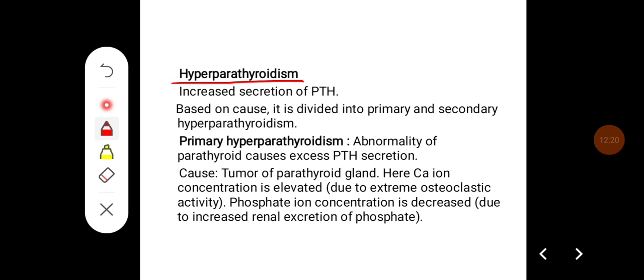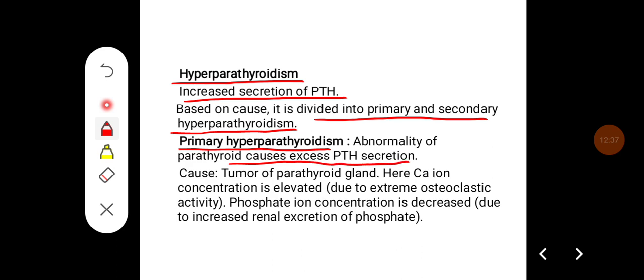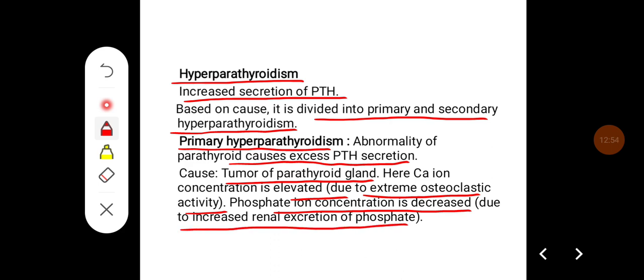Hyperparathyroidism. It occurs because of the increased secretion of parathyroid hormone. Based on the cause, it is divided into primary and secondary hyperparathyroidism. Primary hyperparathyroidism is where abnormality of the parathyroid causes excess PTH secretion. The cause may be a tumor of the parathyroid gland. Here, calcium ion concentration is elevated due to extreme osteoclastic activity, and phosphate ion concentration is decreased due to the increased renal excretion of phosphate.